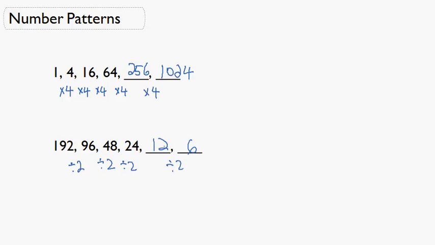So in these examples, we are multiplying or dividing by the same number each time, because the common ratio, basically 4 divided by 1 is the same as 16 divided by 4, is the same as 64 divided by 16. It's the same in every single case in this pattern. Same thing here. 96 divided by 192 is the same as 48 divided by 96. They're all 1/2, right? So you definitely should be on the lookout for patterns in which you are multiplying or dividing by the same thing each time.